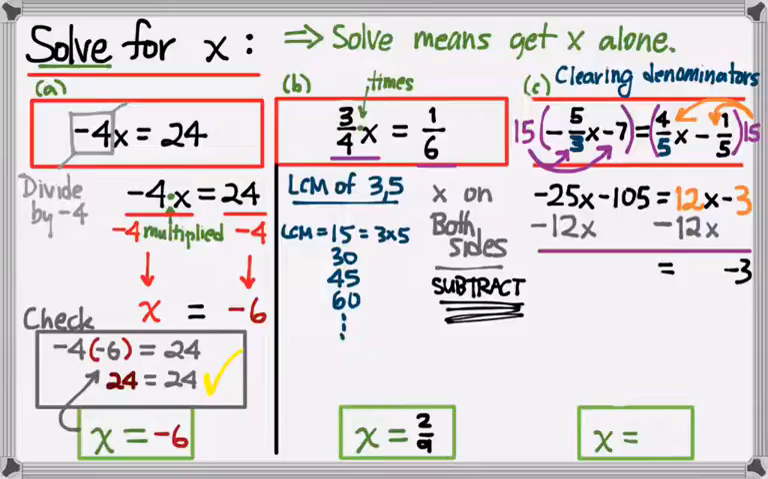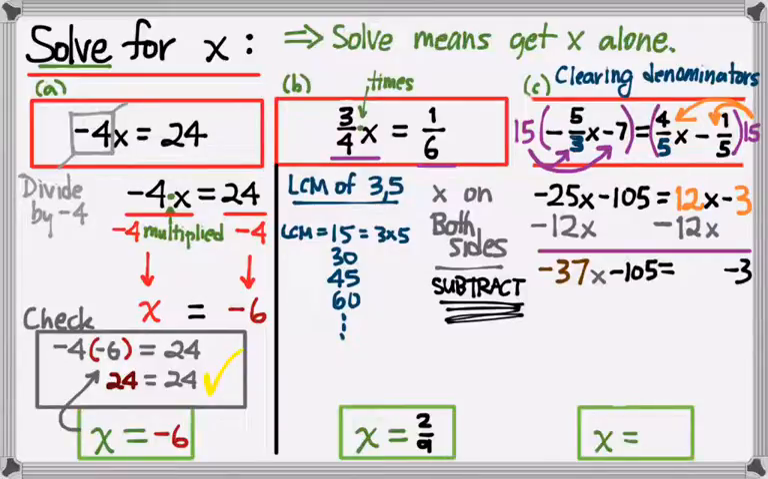Subtract to get the x's on both sides. How many x's do I end up with on the left here? Negative 25x minus 12x. Negative 37. We're taking negative 25 and subtracting 12 from it, so it becomes even more negative. That gives us negative 37x. I still have minus 105 over here.